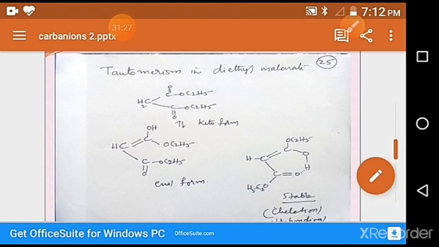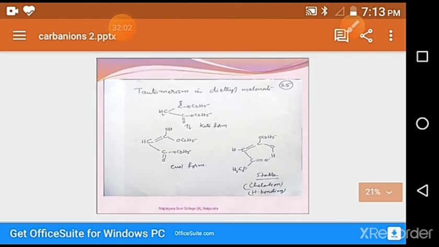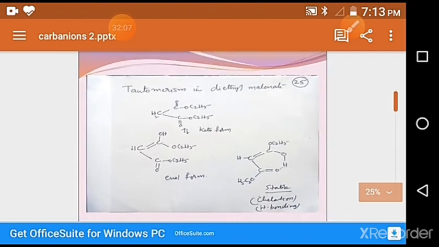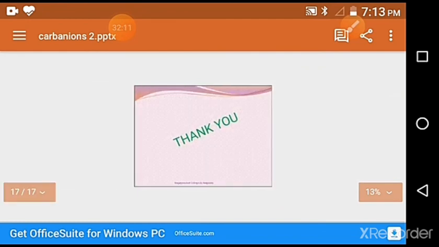In the other case, the enol form gives the ferric chloride test, as we discussed in the previous slide. So this compound shows an enol group. It contains an enol group as well as a keto group. That's why we can say this compound exists in two forms. So this is tautomerism in diethyl malonate. This is about this chapter.